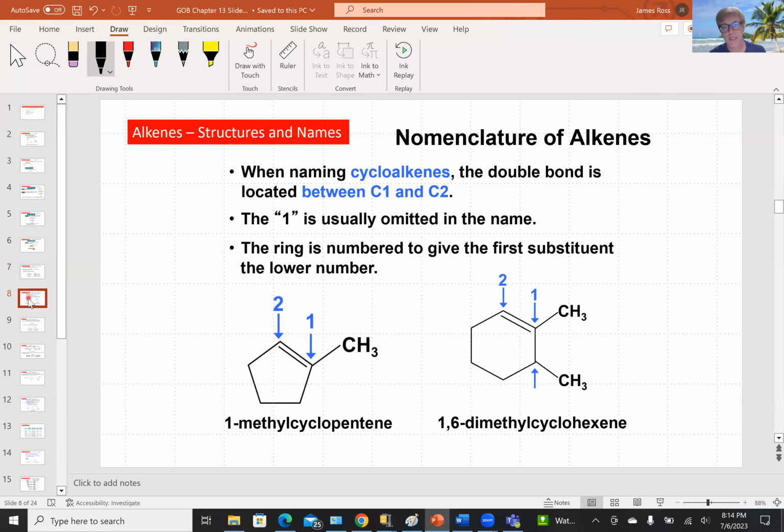Okay, what if you have a cyclic alkene? So we saw cyclic alkanes or cycloalkanes. Likewise, we can have cycloalkenes. The goal, again, is going to be to give the double bond the lowest possible numbers. We prioritize the double bond.